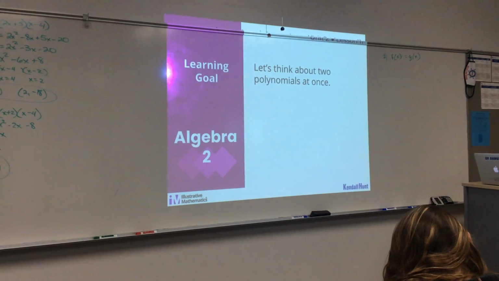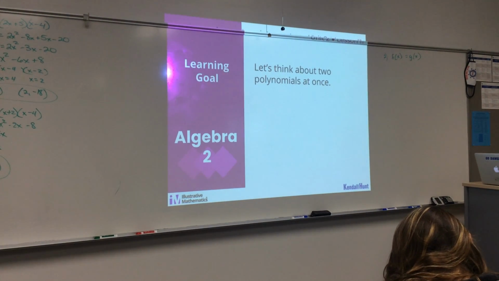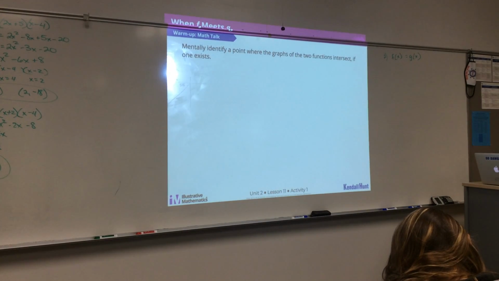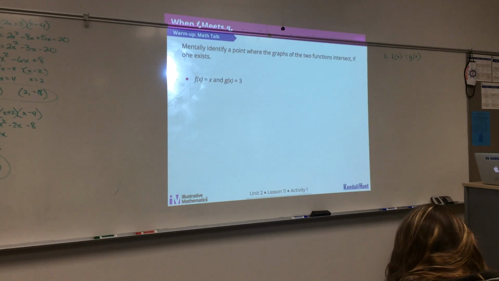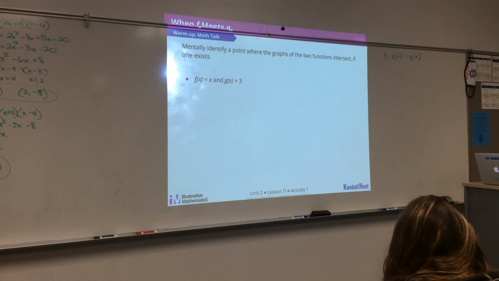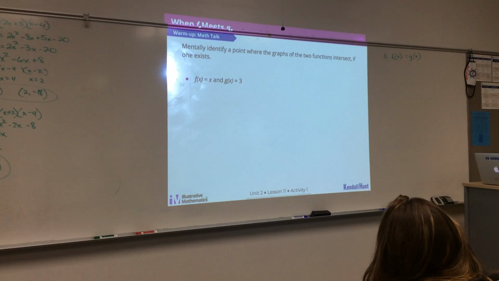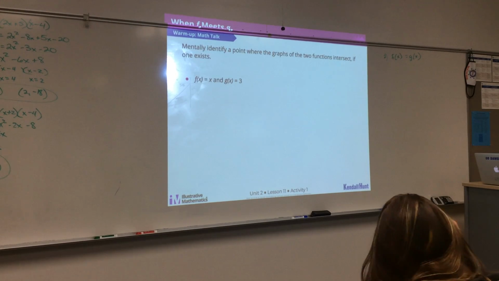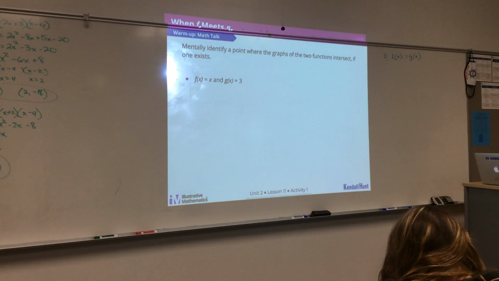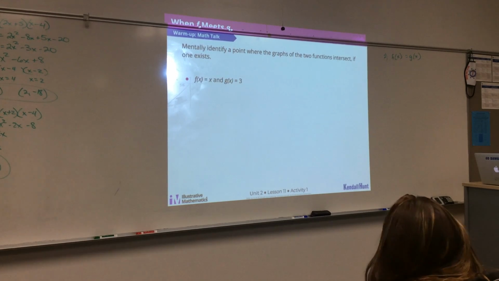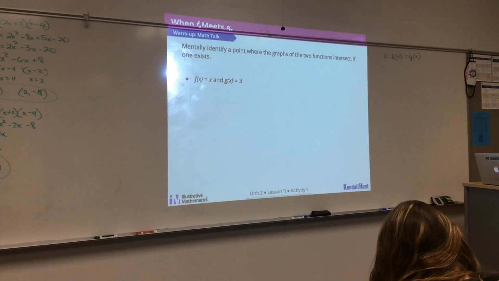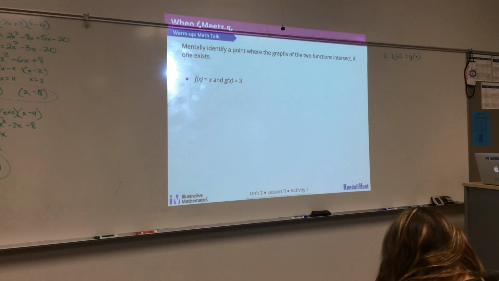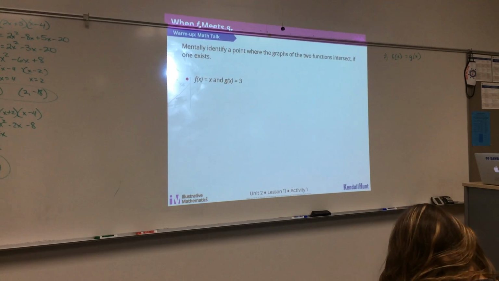So let's think about two polynomials at once. Let's think about these two polynomials here, f of x and g of x. f of x equals x, g of x equals 3. Mentally, identify a point, a coordinate where the graphs of those two functions intersect.